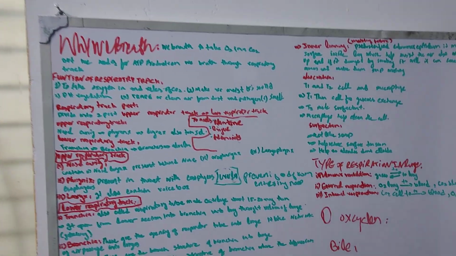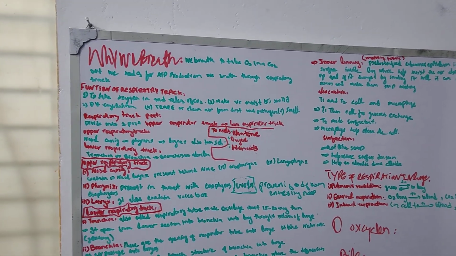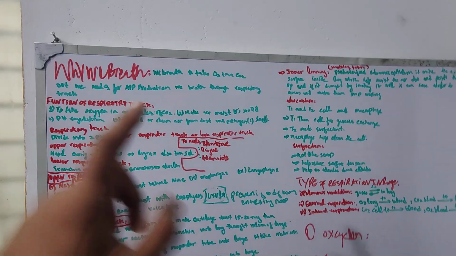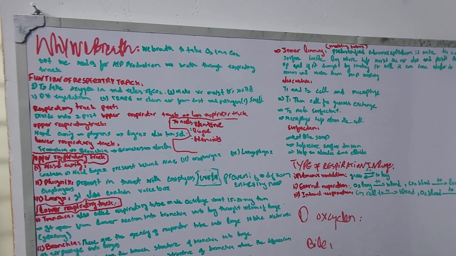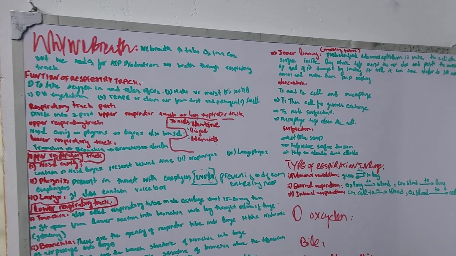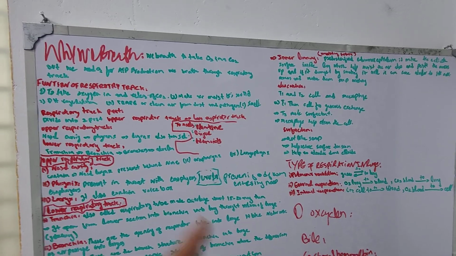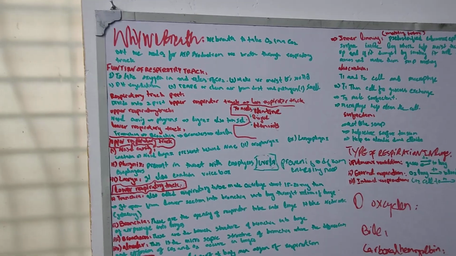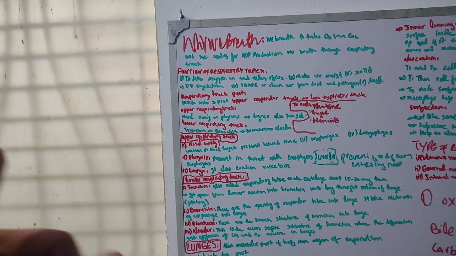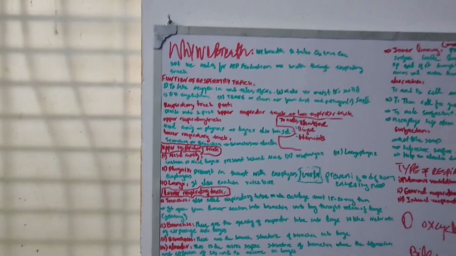What does it contain after that? It contains the oropharynx. What does it contain after the oropharynx? It contains the laryngopharynx. After the laryngopharynx, it contains the pharynx, larynx, trachea, bronchi, bronchus, and alveoli.